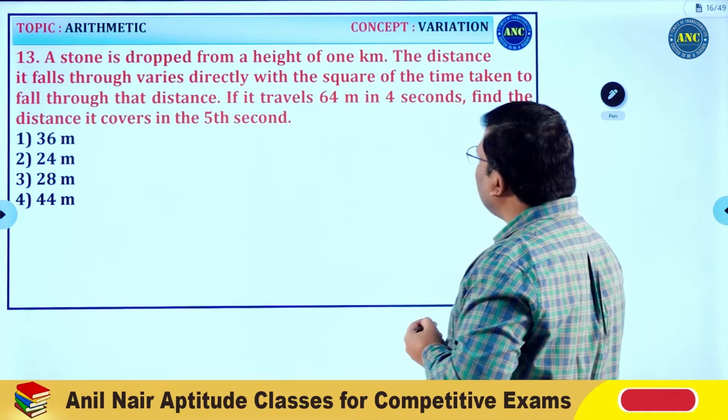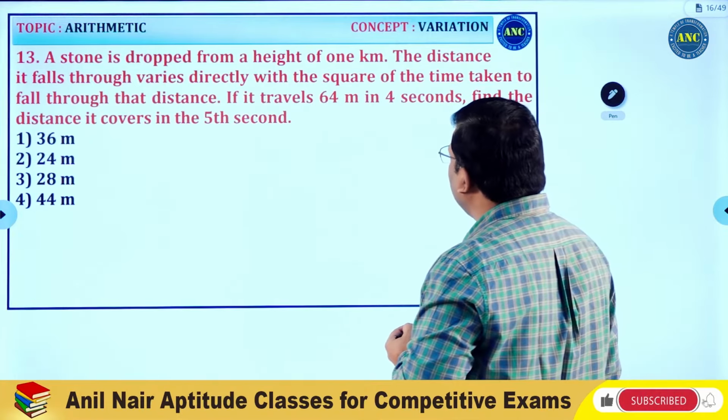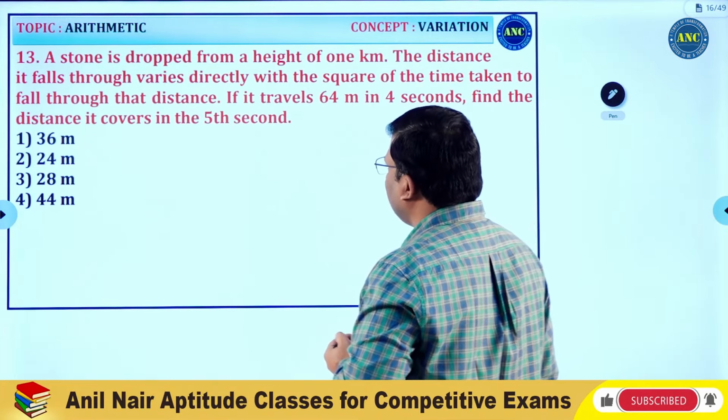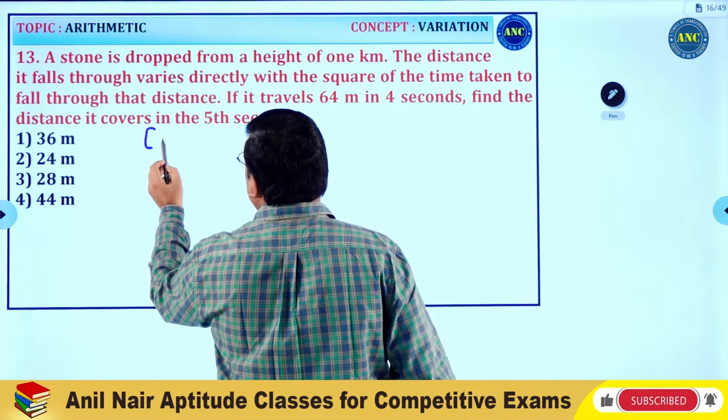A stone is dropped from a height of 1 kilometer. The distance it falls. This is a good question, sir. Right? Good question.